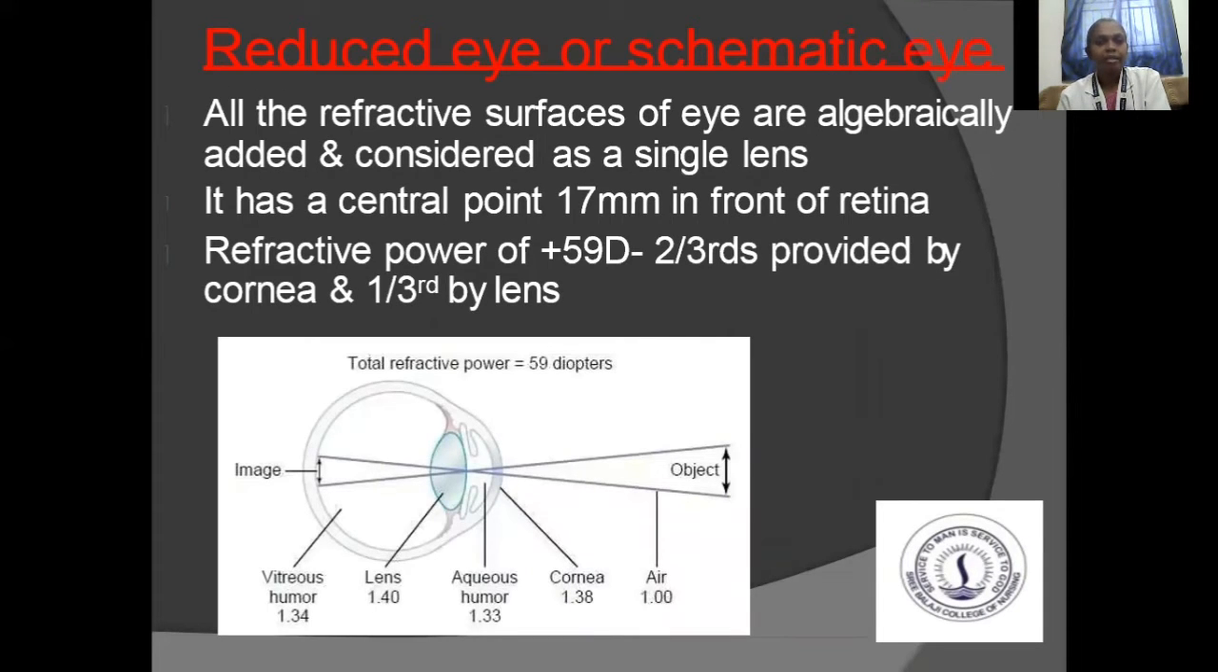Reduced eye, or schematic eye, is the commonest model. All the refractive surfaces of the eye are algebraically added and considered as a single lens. It has a central point 17 mm in front of the retina. Refractive power is plus 59 diopters.